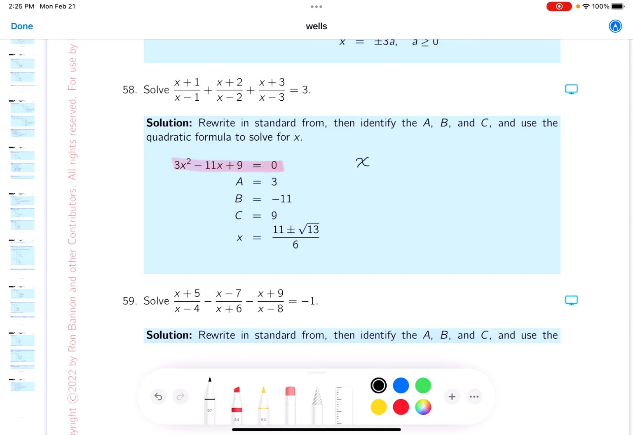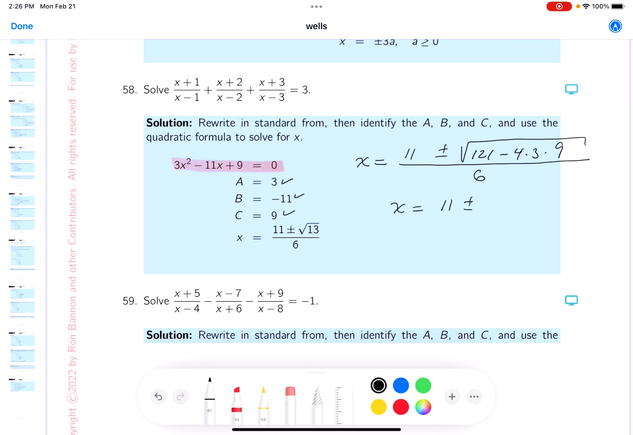And that's going to be x equals, I'm going to write it down for you. The a is clearly 3, the b is minus 11, and the c is 9. I like to do it in order. So 2 times 3 is 6 on the bottom. And then you're going to get the opposite of b, which is 11, plus or minus. And this is where the trouble begins. It's going to be b squared, which is 121, minus 4 times a, which is 3, times c, which is 9. Let's do the arithmetic.